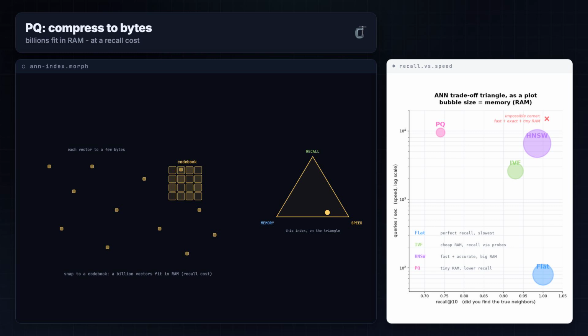Last, PQ, product quantization. Compress each vector down to a few bytes by snapping it to a codebook. Suddenly a billion vectors fit in memory. The cost is recall. You're searching lossy approximations of the originals. This is the corner you go to only at 100 million to billion scale.